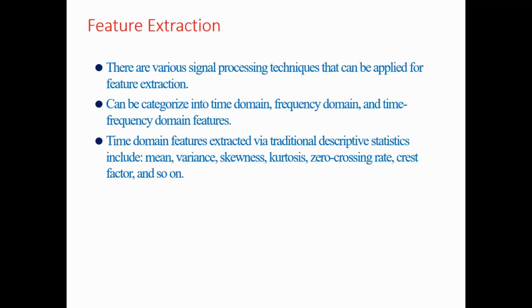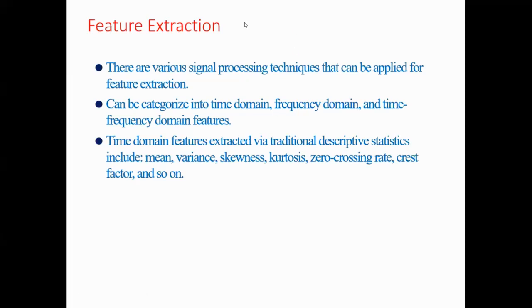So when you are using some signal processing techniques to extract the features, based upon the techniques, it can be categorized into either time domain or frequency domain or time frequency domain features. So time domain features include traditional descriptive statistics. So you may calculate the mean, you may calculate the variance, you may check the skewness of the data, you may check the kurtosis, zero crossing rate, crest factor, and so on.